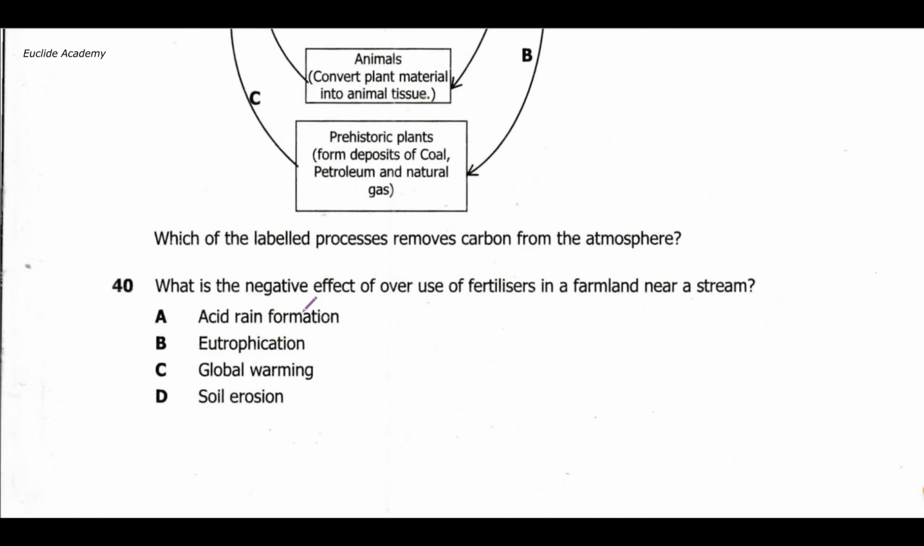And all in all, as we wrap up, I want to leave this question 40 to you, to encourage you to participate and not just be a spectator. So what is the negative effect of overuse of fertilizers in a farm land near a stream? Okay, is it acid rain formation, eutrophication, global warming, or soil erosion?